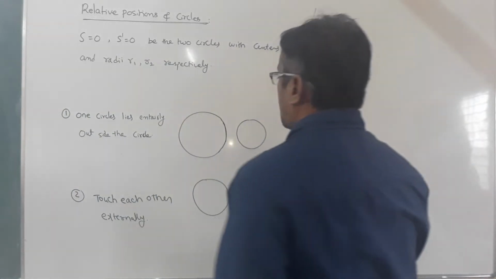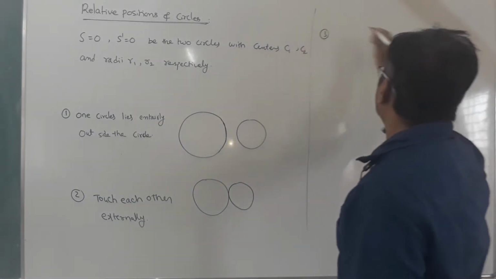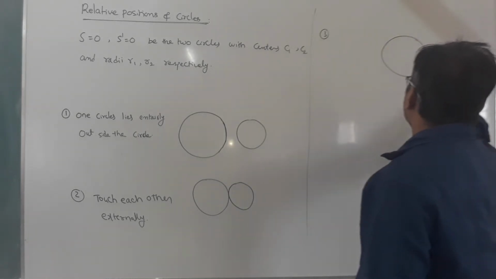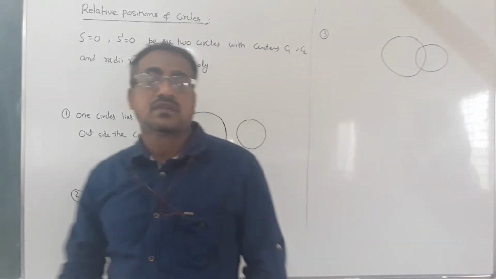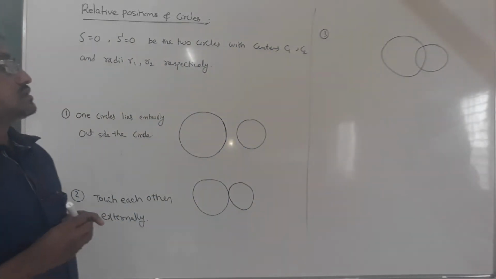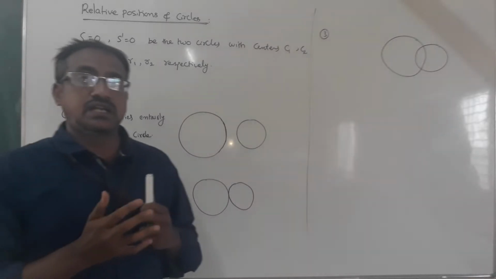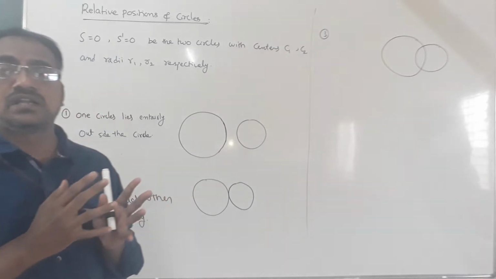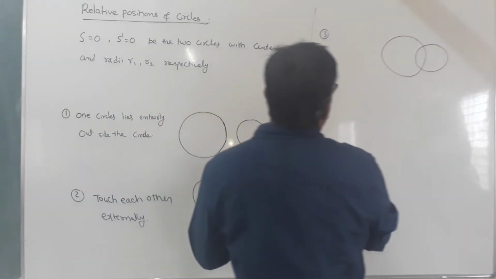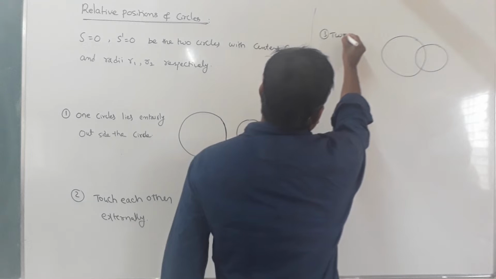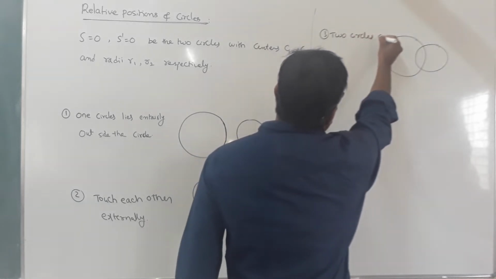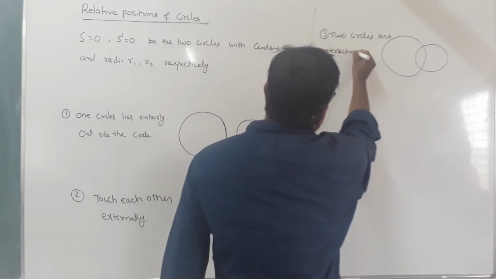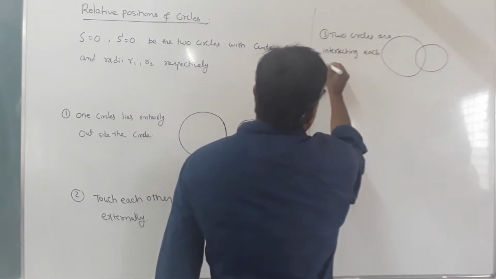Now imagine another relative position. You can imagine another relative position like this. Here the two circles are intersecting each other. In the diagram, the two circles are intersecting each other.